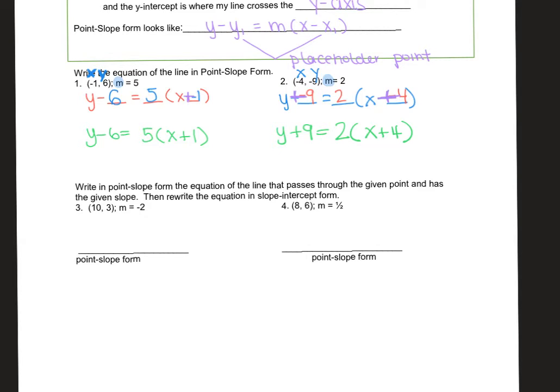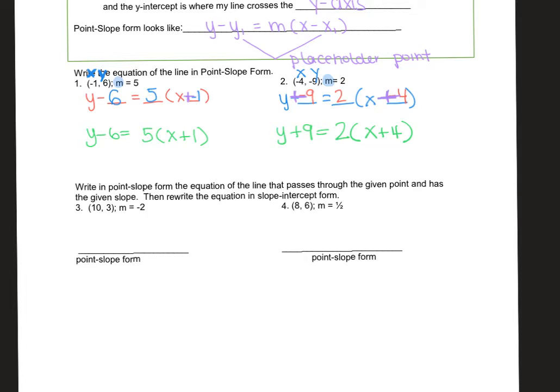So my next direction is to write in point slope form the equation of the line that passes through the given point and has the given slope. Then rewrite the equation in slope intercept form. Without realizing it, you have already done the second half of this, so it's going to be easier than you realize. And you actually have done the first part just above.